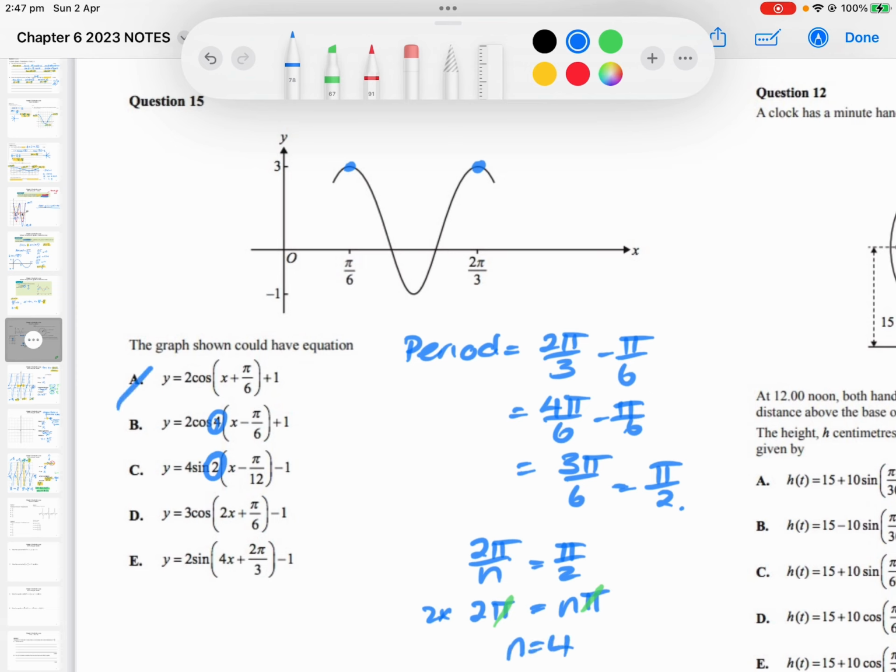So it's not this one, it's not this one, it's not this one. So we're down to B or D. So with this graph, has it been moved up one like this, or has it been moved down one like this? And I'm thinking it's been moved up one. So I'm going to pick option B as my answer.